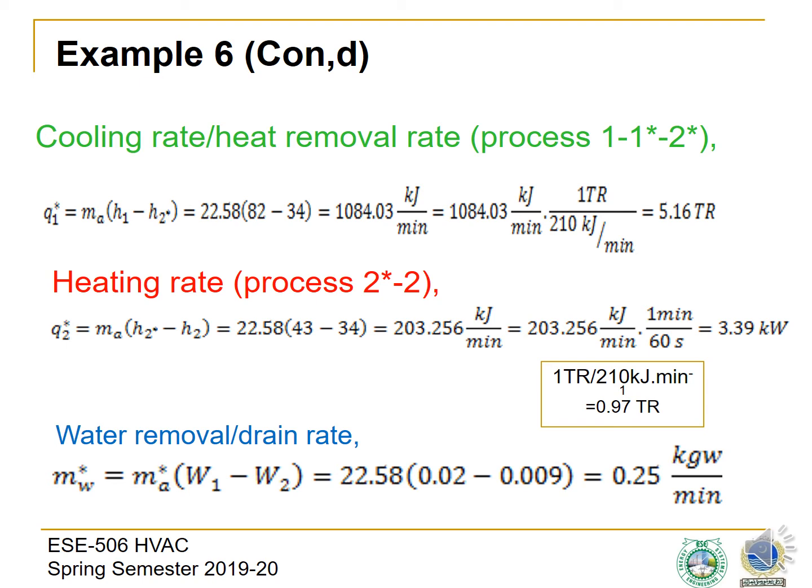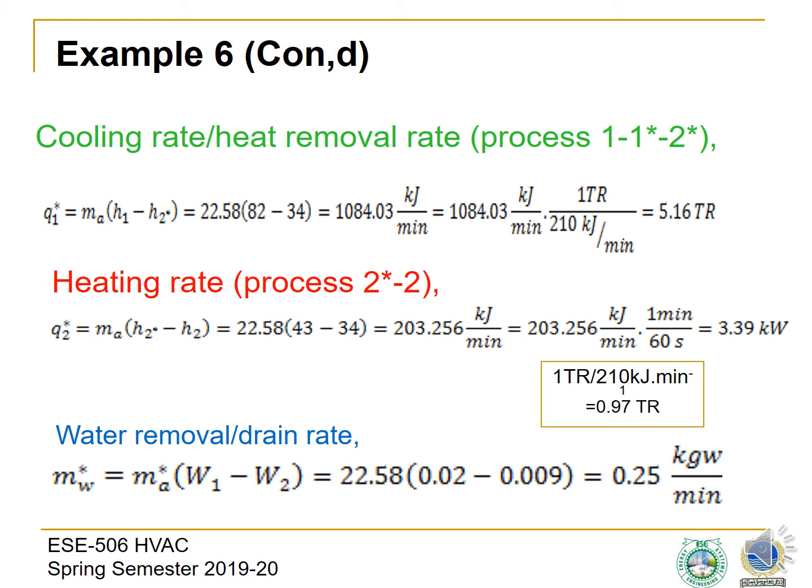So 22.58 is the mass flow rate, and change in enthalpy: H1 is 82 and H2 is equal to 34. By putting the value, the answer comes to be 1084 kilojoules per minute. Because the unit is kilojoules per minute, in order to convert into tons of refrigeration, TR, we will have to divide by 210 kilojoules per minute. So the answer comes to be 5.16 tons of refrigeration.